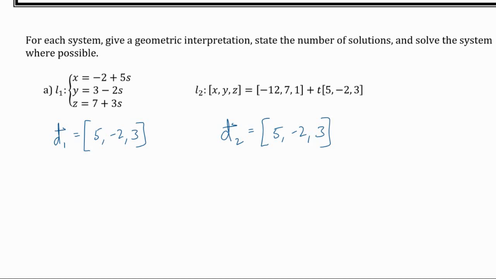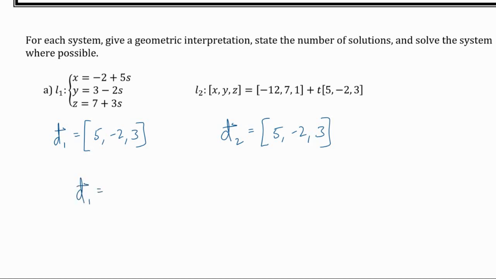So it's not necessarily part of the solution unless you get into this situation. Turns out this one's pretty straightforward. These direction vectors are the same. So one is a scalar multiple of the other, and that scalar is 1. They just are equal to each other.